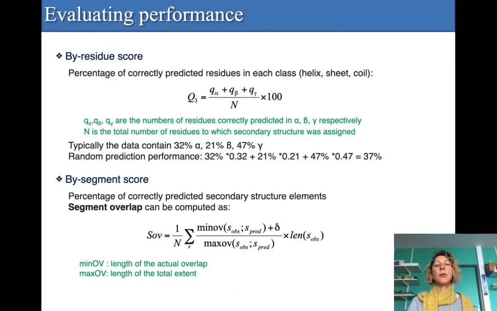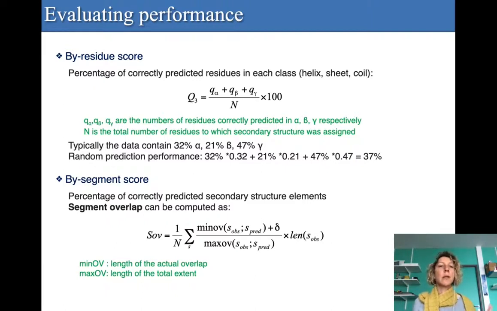Okay, so then how do we evaluate the performance of these methods? So there is the per-residue score, basically the percentage of correctly predicted residues in each class. Okay, so Q3 will be the number of residues correctly predicted in alpha, beta, gamma, divided by the total number of residues to which secondary structure was assigned, and you put that in percentage, okay?